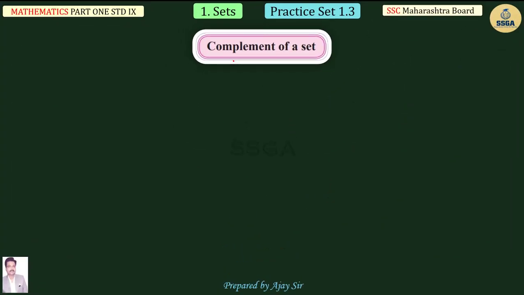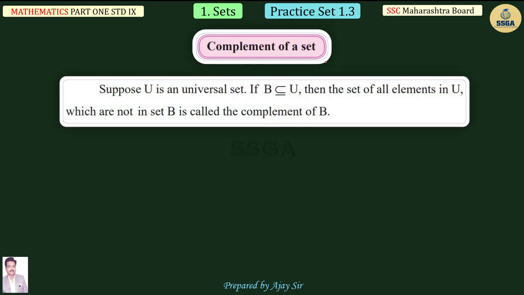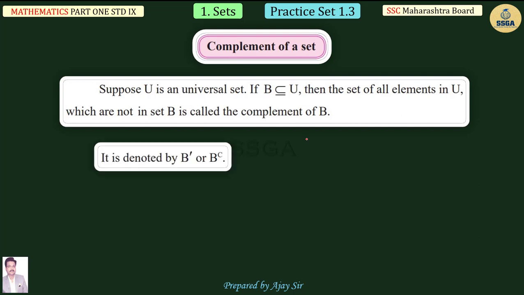Next topic, complement of a set. Suppose U is a universal set. If B is a subset of U, then the set of all elements in U which are not in B is called the complement of set B. B is a subset and U is a universal set. So the complement of B means those elements which are not in B but are present in U. It is denoted by B dash, or B complement, or B raised to C.